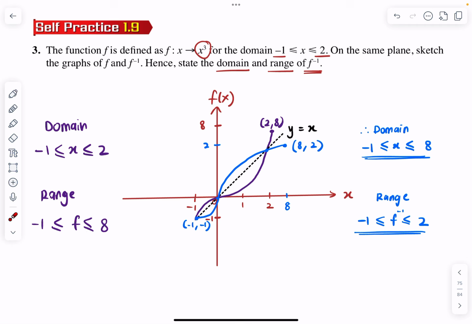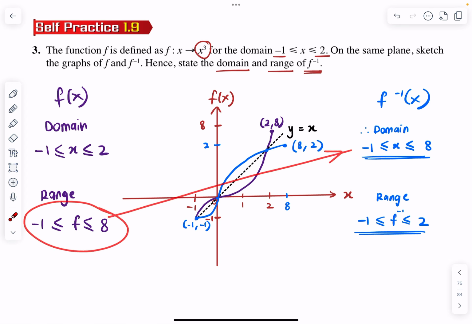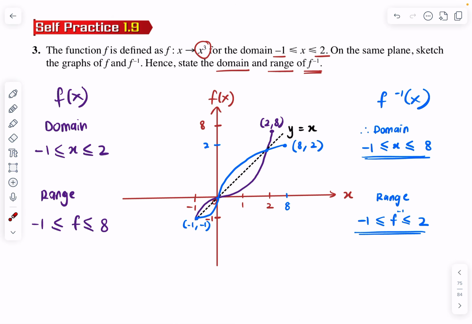But when we inverse it, it will just swap. So the domain of the f graph will become the range, and the range of the f graph will become the domain for the inverse graph. Okay, so this is for the function f x, and this will be for f inverse x. Okay, this is the fun fact now. So if you know the domain of f x, you will also know the range of f inverse x. If you know the range of f x, you can find the domain of f inverse x. Same thing. That's it.